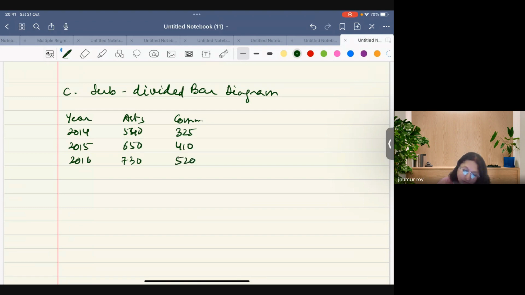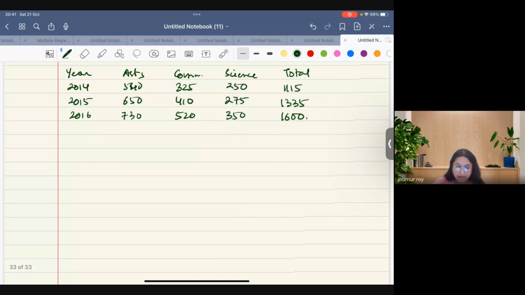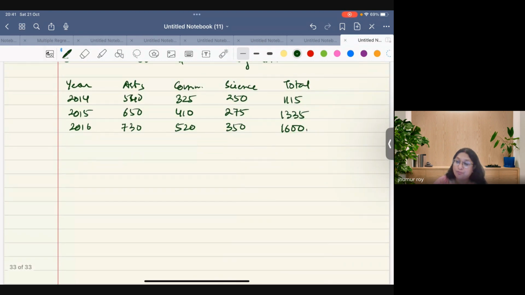And science students that you have is 250, 275, 350. The total that we are getting, which you all calculate, is 1115, 1335 and 1600. Now, when we have a multiple bar diagram, the same information we put in a different manner. That is, we will be adding values on one on top of the other.